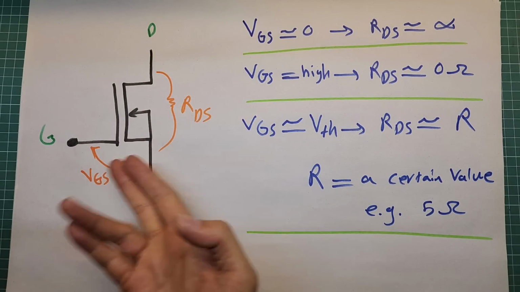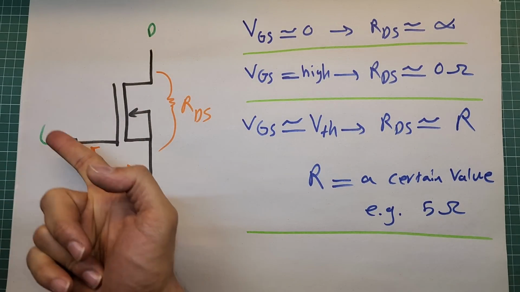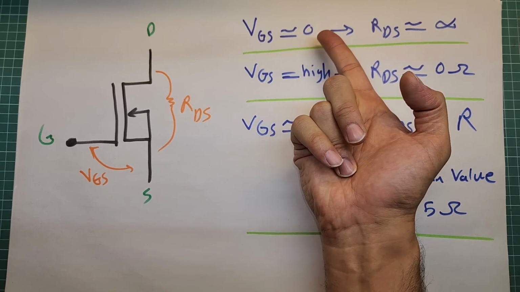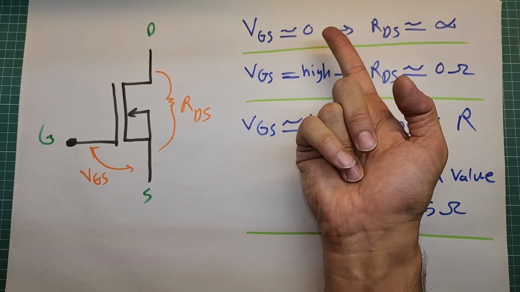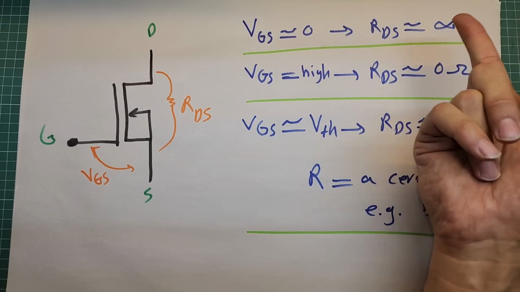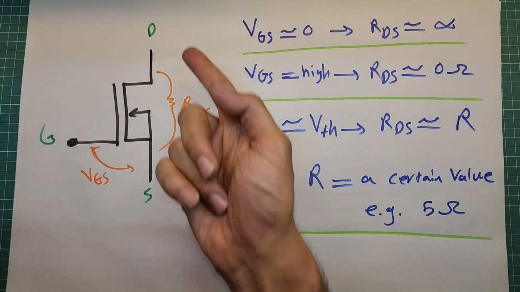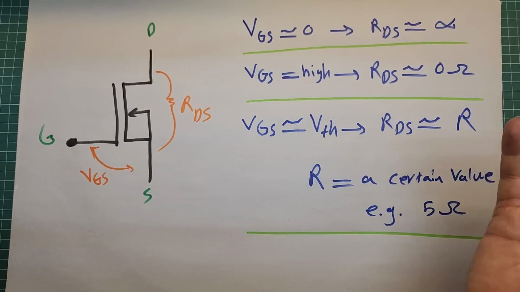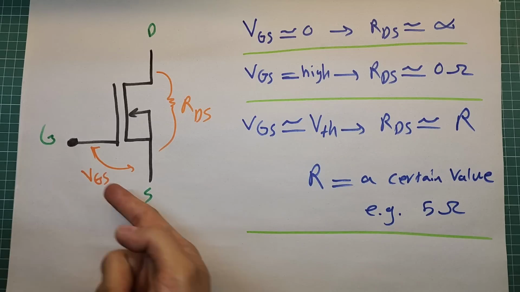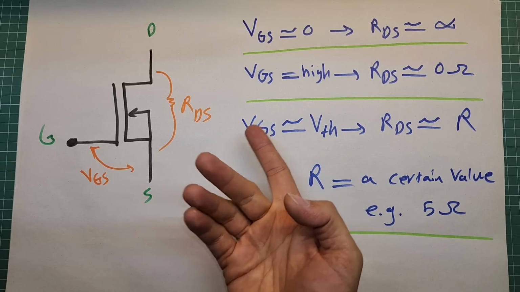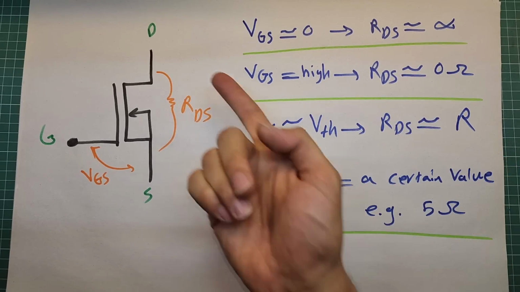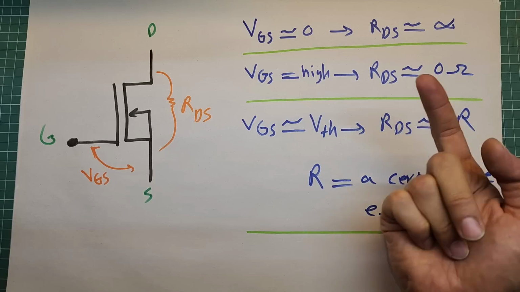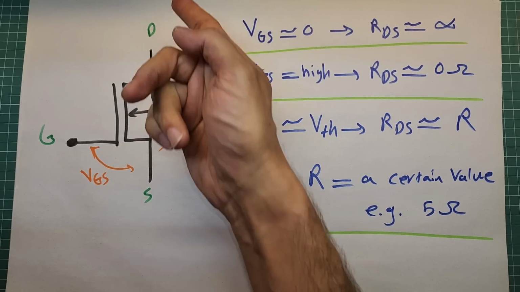Look at this MOSFET here. When the voltage at gate source is 0, the transistor is off, so the resistance between its drain source is almost infinite and the current passing through its drain source is almost 0. On the other hand, when the voltage at the gate source is high, the transistor is on, so the resistance between its drain source is almost 0 and the maximum current will pass through its drain source.